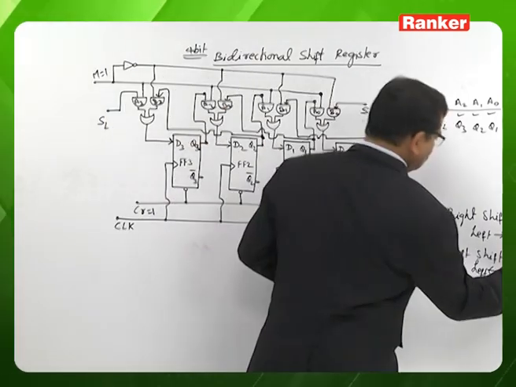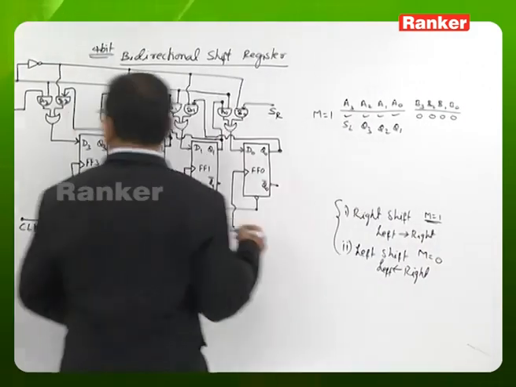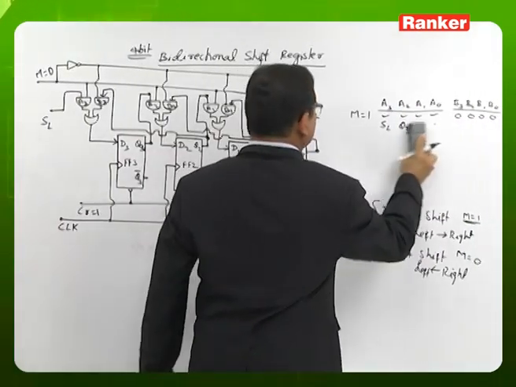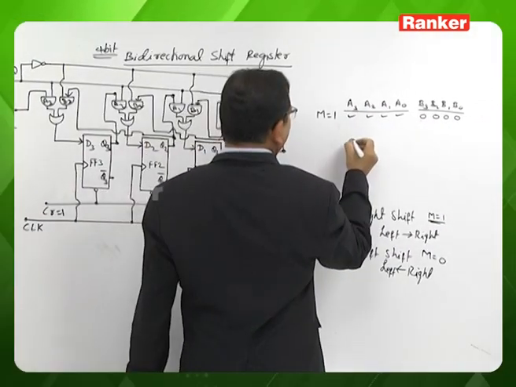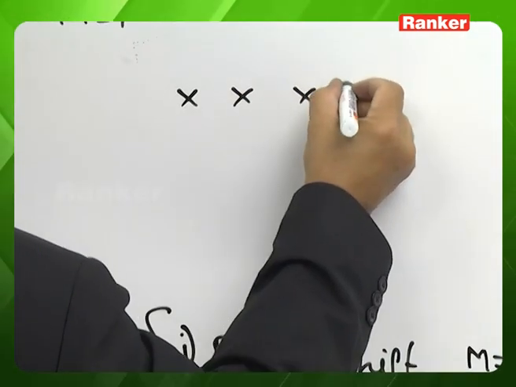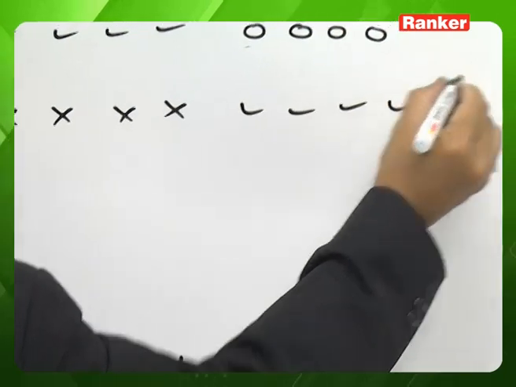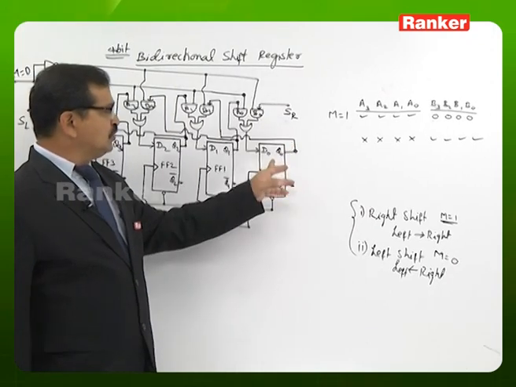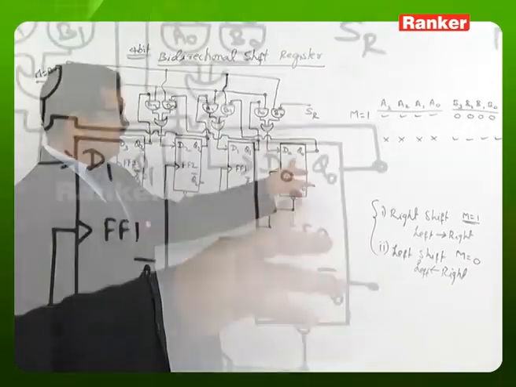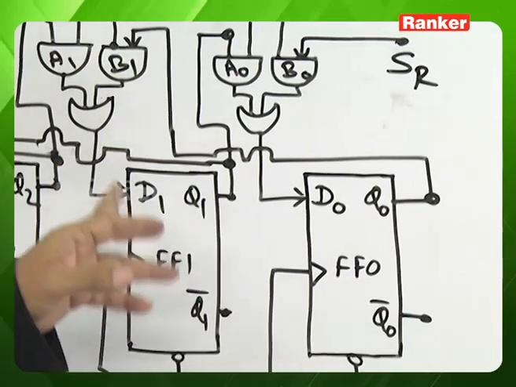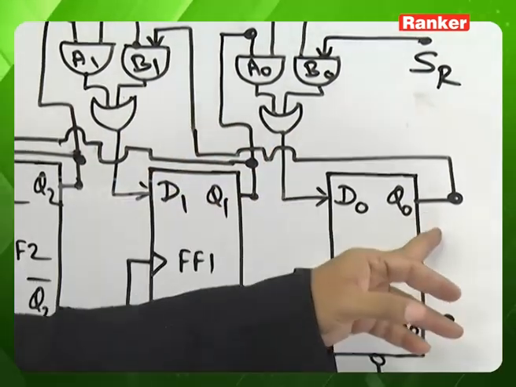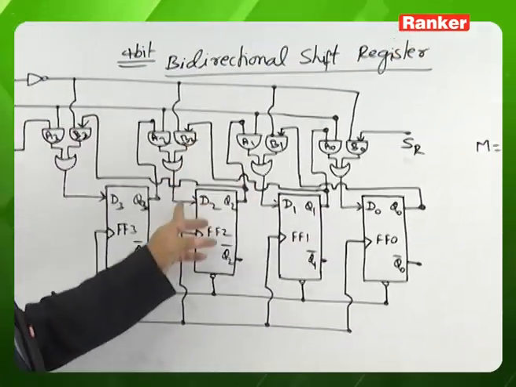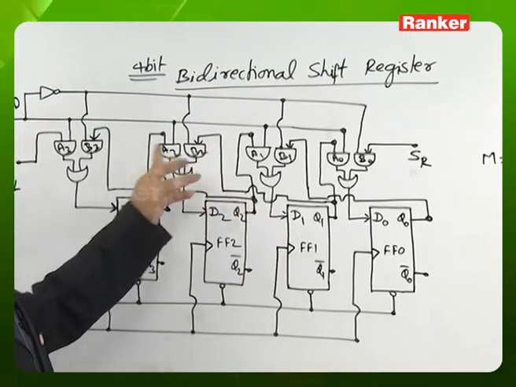Similarly, whenever M is 0, it is going to be the reverse. A3, A2, A1, A0 are disabled, and B3, B2, B1, B0 are enabled. Now B0 output is the flip-flop 0 input, that is the serial right input. B1 output is the flip-flop 1 input, and B1 input is Q0. So Q0 is coming as the flip-flop 1 input. Similarly, flip-flop 1 output is coming as the flip-flop 2 input, and flip-flop 2 output is coming as the flip-flop 3 input.